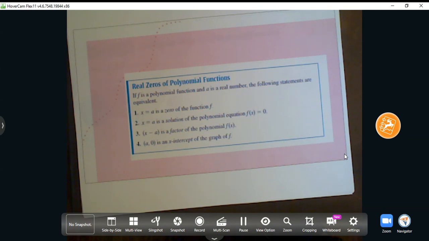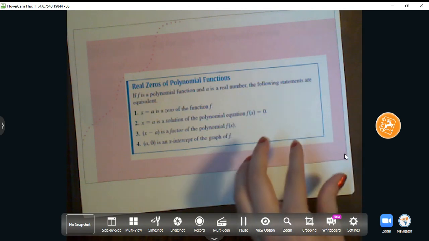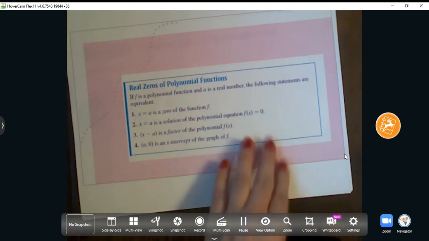So whenever we see those types of things, we know that we're basically looking to do the same thing. So let's look at an example.